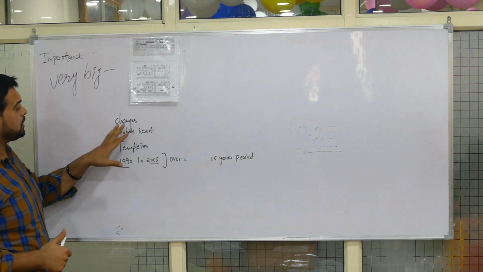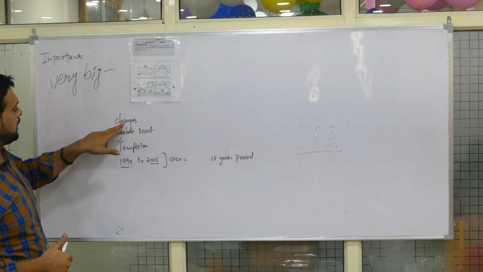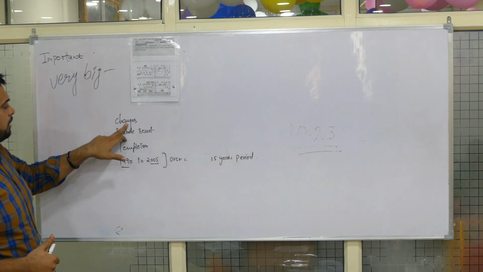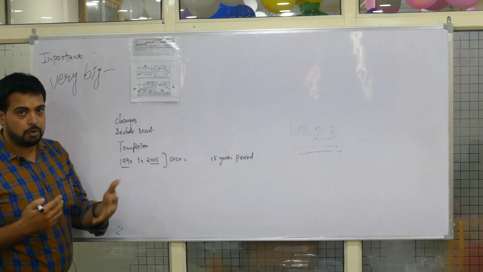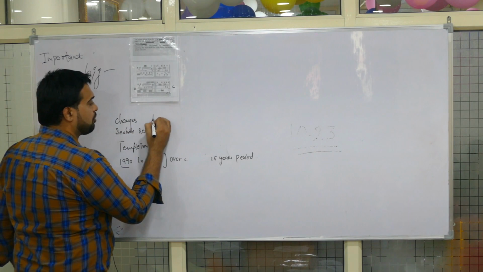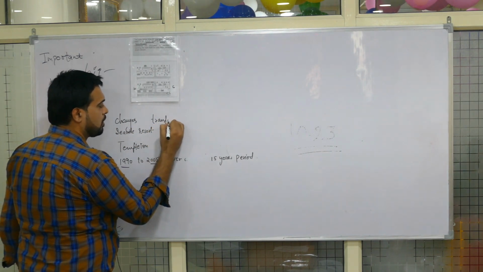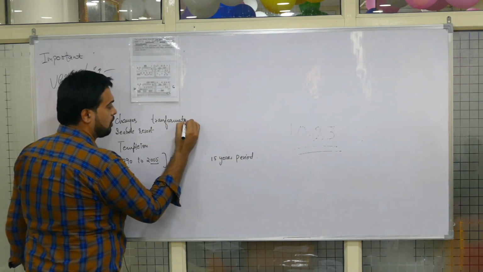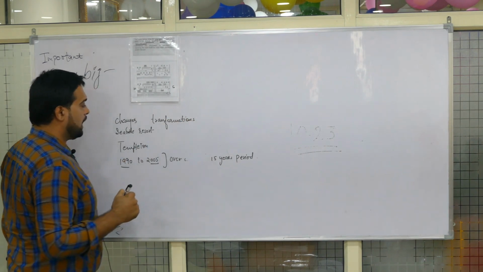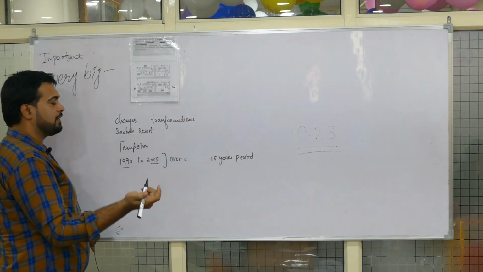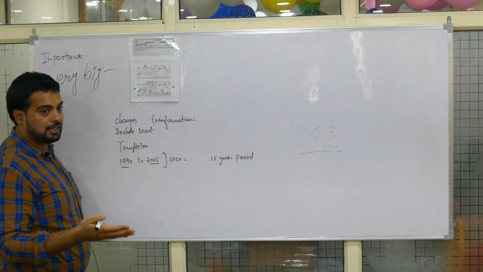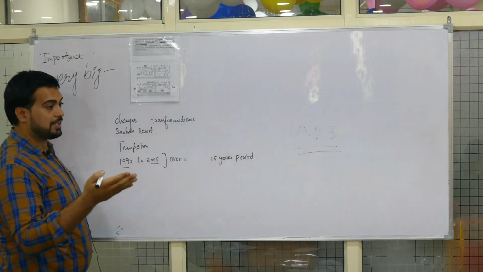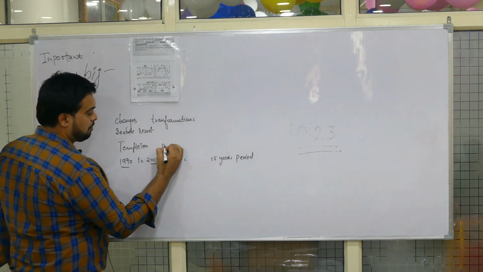So what we need to go through: first is changes. What is the synonym for changes that you can use in task 1? Changes is called transformations. Seaside resort is obviously a resort located on the outskirts, on the bank of the sea. Templeton is the name of a city.